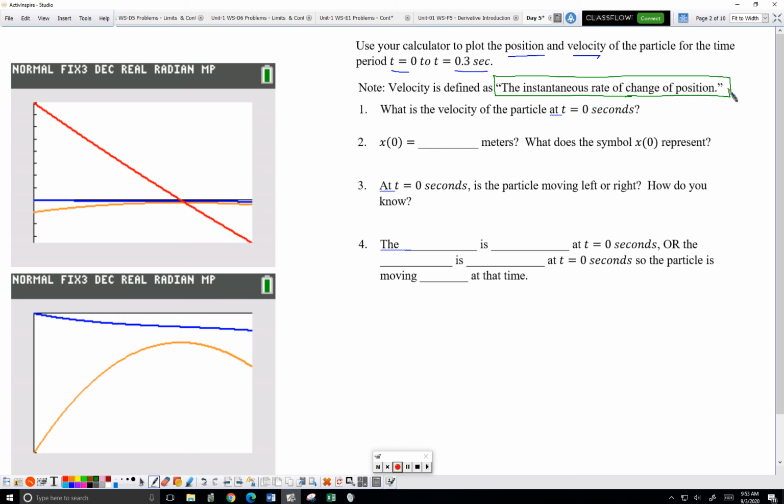So the equal sign is the indicator of whether or not this function you've actually turned on. We're trying to graph. So Y1 is the position. Y2 is the velocity. Graph this.